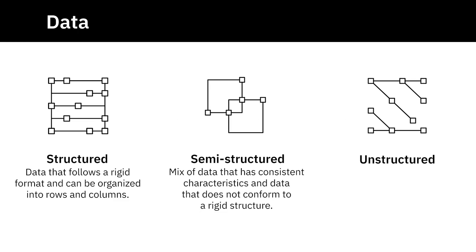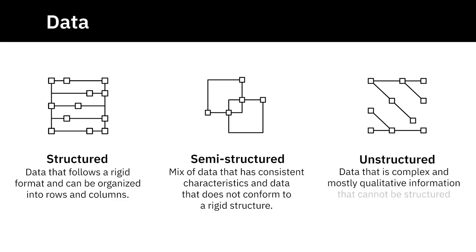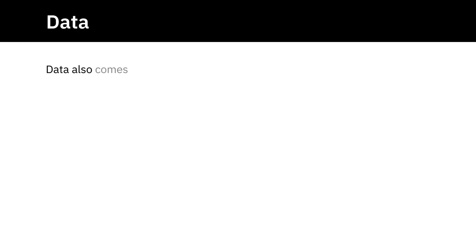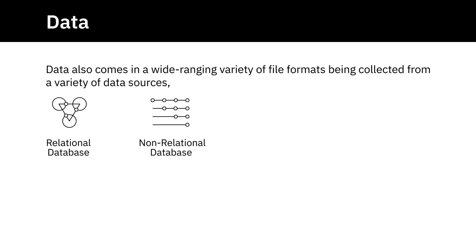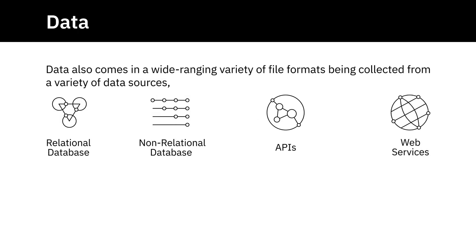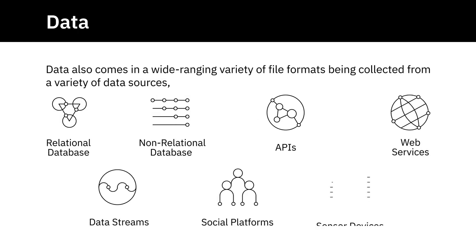And then there is unstructured data. Data that is complex and mostly qualitative information that is impossible to reduce to rows and columns. For example, photos, videos, text files, PDFs, and social media content. The type of data drives the kind of data repositories that the data can be collected and stored in, and also the tools that can be used to query or process the data. Data also comes in a wide-ranging variety of file formats being collected from a variety of data sources, ranging from relational and non-relational databases to APIs, web services, data streams, social platforms, and sensor devices.